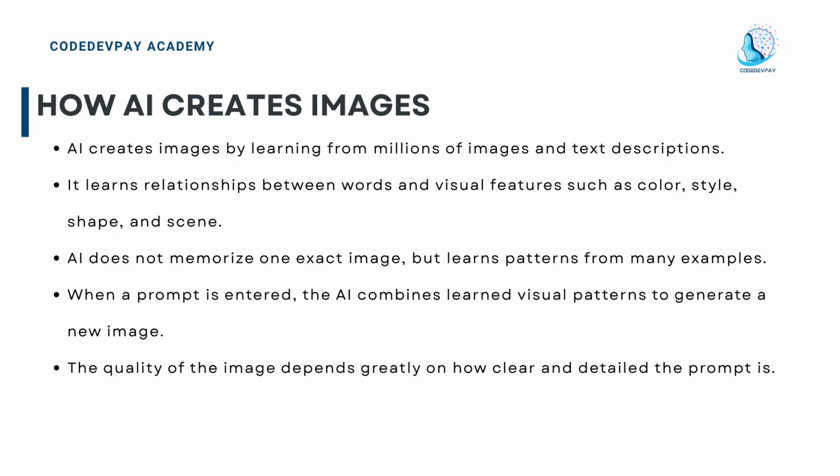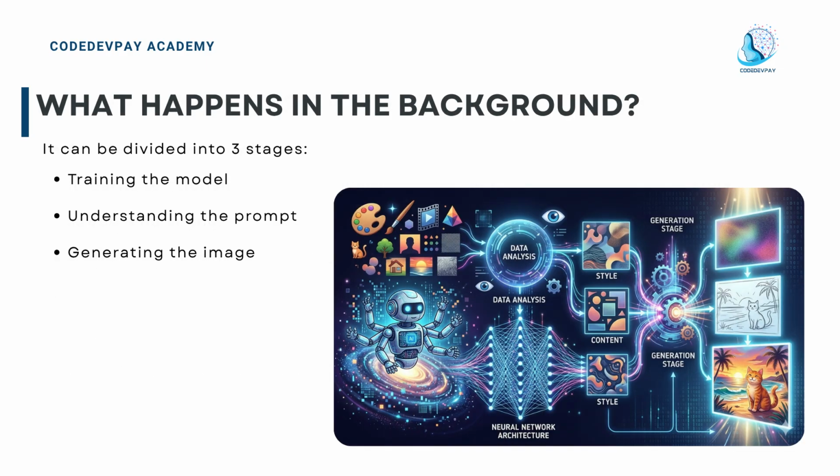So, let's look at what happens in the background. These can be divided into three important stages. That is the model training, understanding of the prompts, and generating the image.